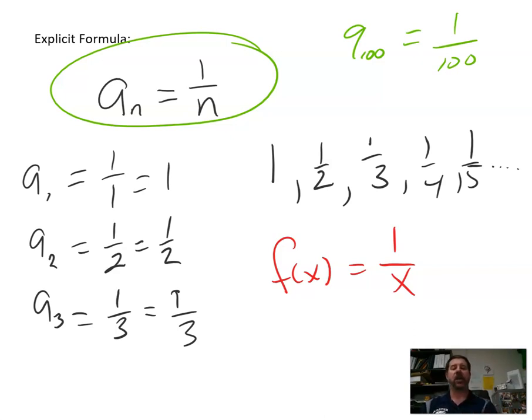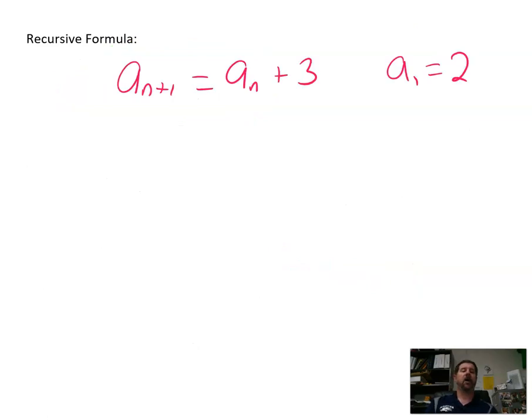Now let's talk about a recursive formula. A recursive formula looks like this. a sub n plus 1 just means the next term, right? a sub n is the term, a sub n plus 1 would be the next term. To find the next term, all we do is take the term that came before, a sub n, and then we do something to it. In this case, I'm going to add 3.